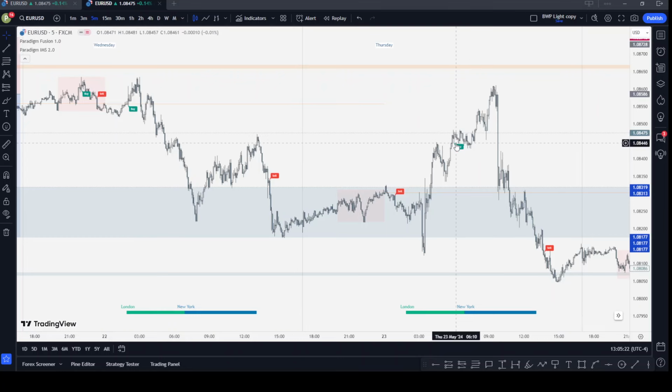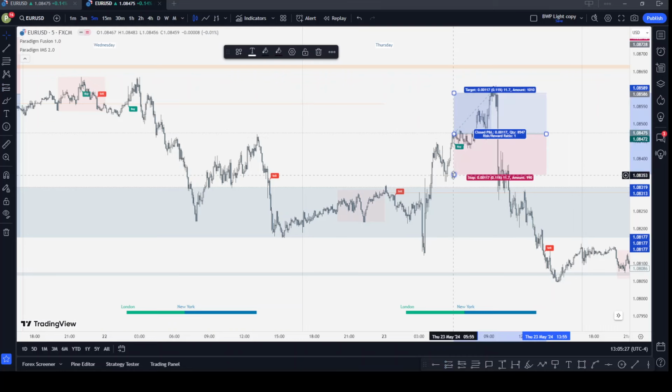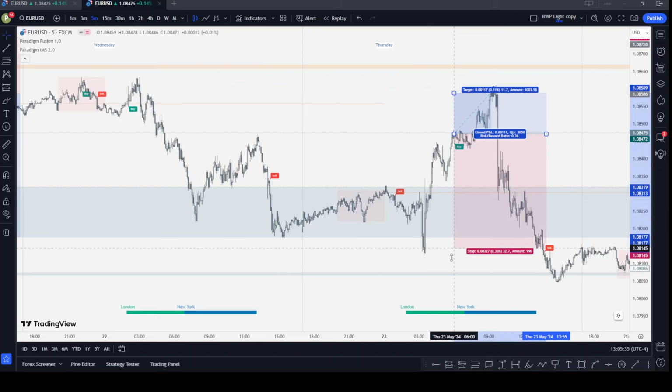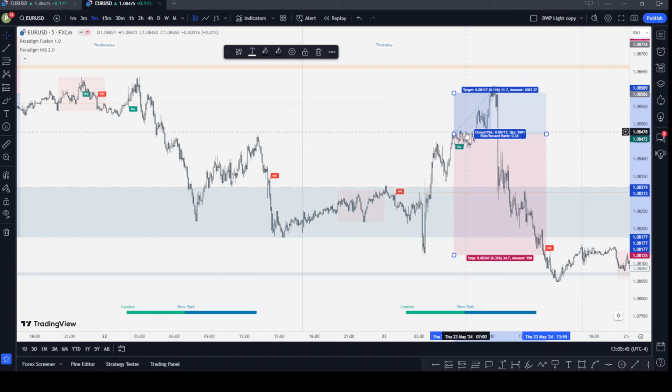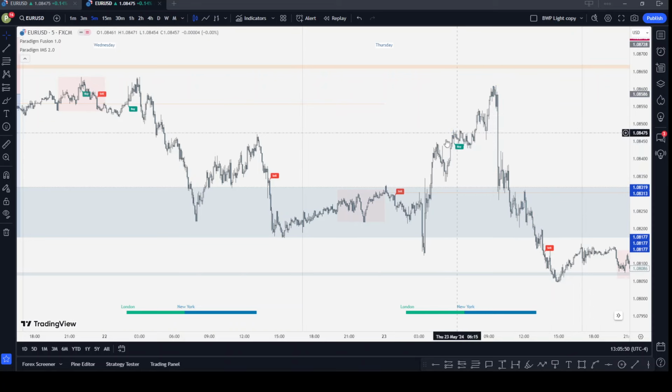Notice how, if you are taking this, you would have been stopped out. This is the intermediate term low. If you are using that as your stop loss or the low of the day here, you would have been stopped out irrespective of which one you use. See why taking only setups that form inside the kill zone is extremely important. So this is a buy. If it wasn't outside the kill zone, it would have been a valid buy setup.